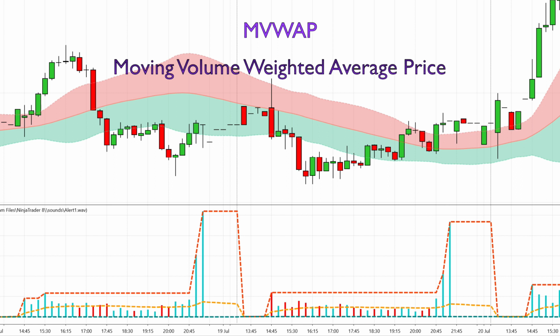The MVWAP acts as an alert, if you like, to potential opportunities developing, but only when confirmed above or below the indicator. And as before, pay close attention to the trend of the indicator, whether sloping upwards, downwards, or in congestion. You can think of the MVWAP as more of a trend-following indicator and the VWAP as a scalping intraday mean reversion indicator.